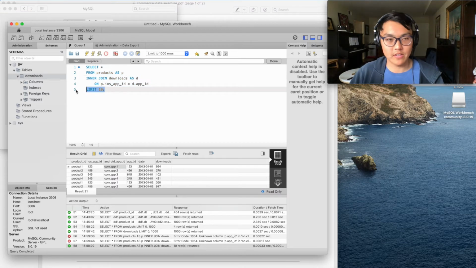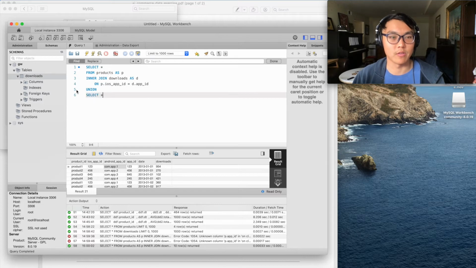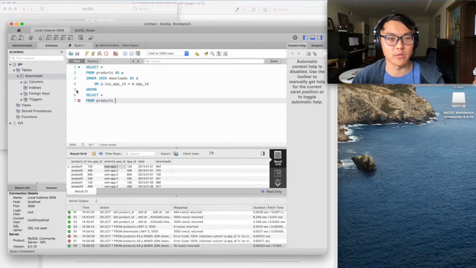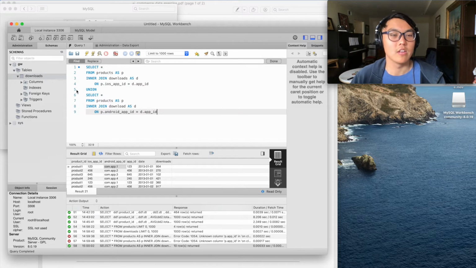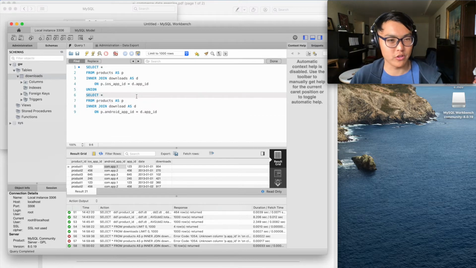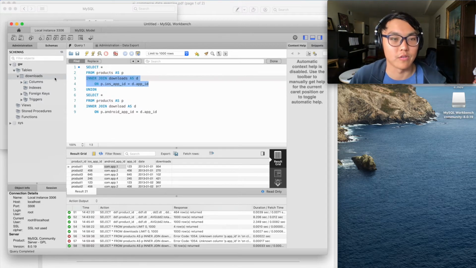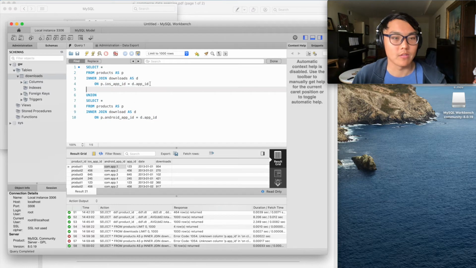So you can effectively write another query and we can union it together with this one to get both of the actual downloads for both apps. Dot Android app ID equals D dot app ID. So why do we have to union this? Because if we join these two first, this one, and then we added this, let's say right here, this wouldn't work, right?